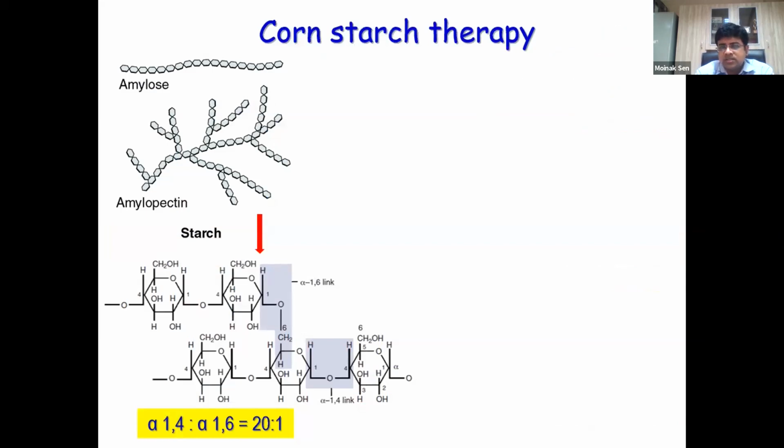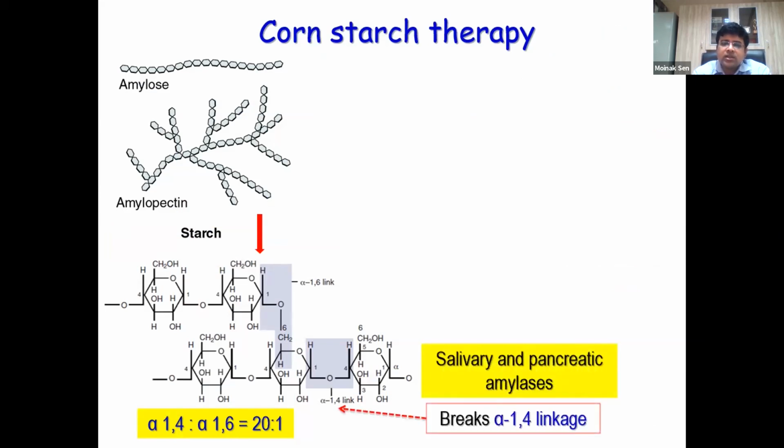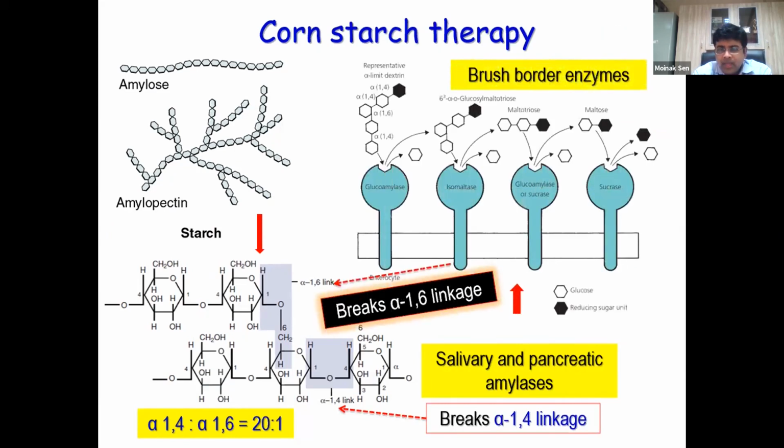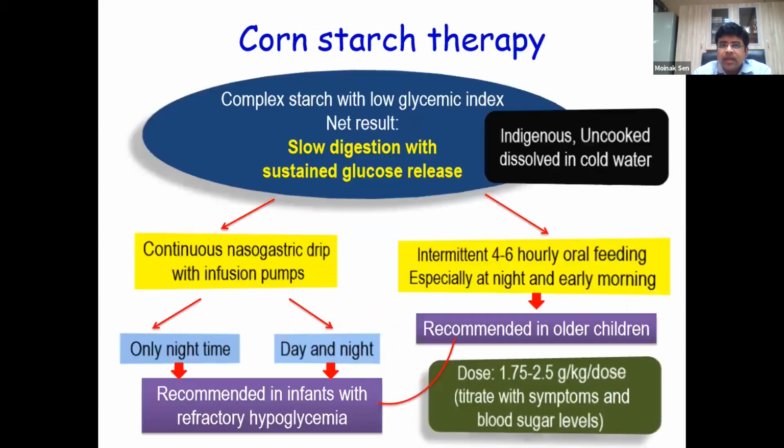You use cornstarch therapy. Cornstarch is containing a lot of complex kind of a carbohydrate. It's a starch, and it requires salivary and pancreatic amylases to break the alpha-1 and the alpha-1,6 and 1,4 bonds. And the brush border enzymes also do the same thing. Now, what you do is you give the starch in such a way that the glucose is released very slowly, sustained release of glucose into the body.